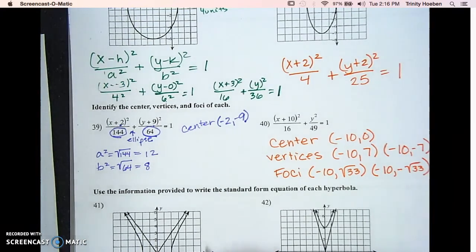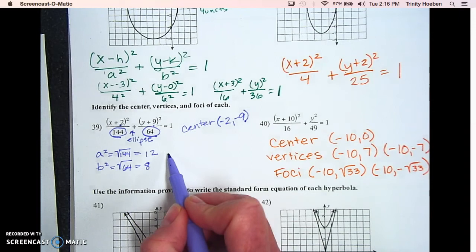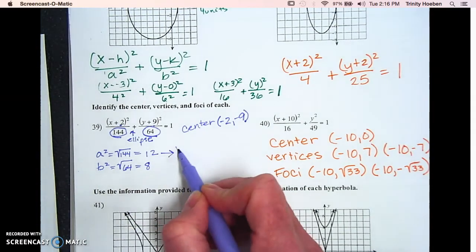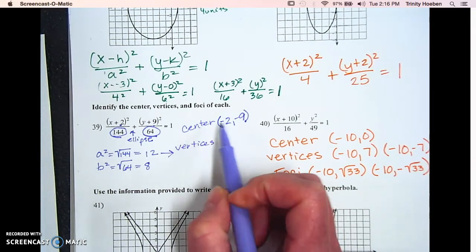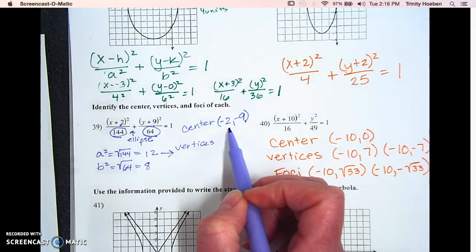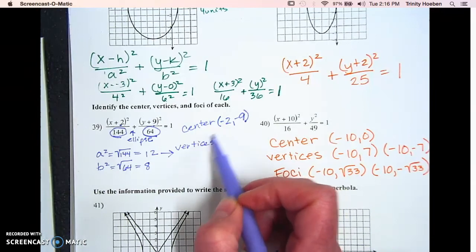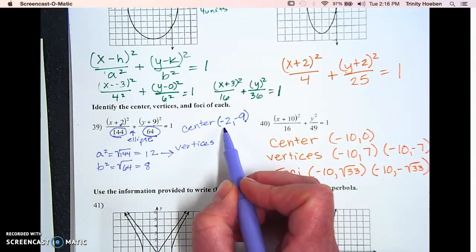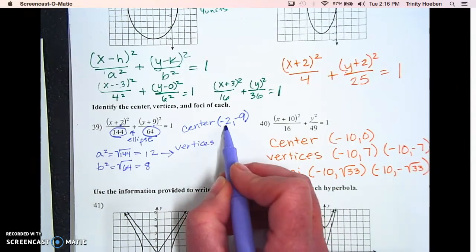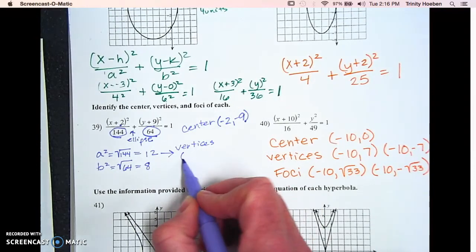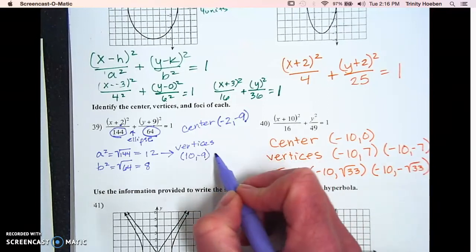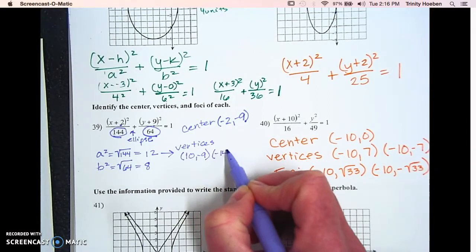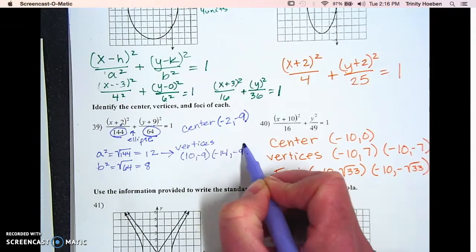We're going to use that information to get the vertices. So the vertices, we're going to take the center, which is at -2, -9, and we're going to add and subtract 12 from -2. So if we add 12, we're going to end up at 10, -9. And if we subtract 12, we're going to end up at -14, -9.